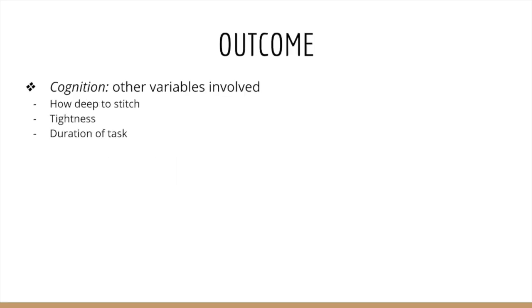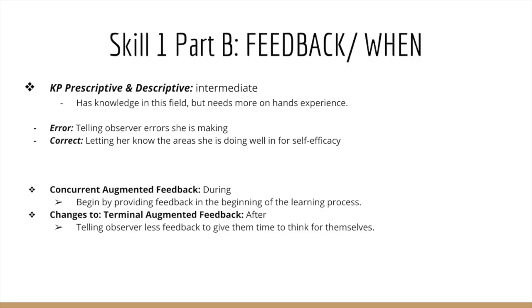The outcome is cognition because other variables are involved, such as how to deep stitch, tightness, and duration of task. The what of feedback is knowledge of performance, prescriptive and descriptive, intermediate. The student has knowledge in this field but needs more hands-on experience. Error, telling the observer the error she is making, and correct, letting her know the area she is doing well in for self-efficacy.